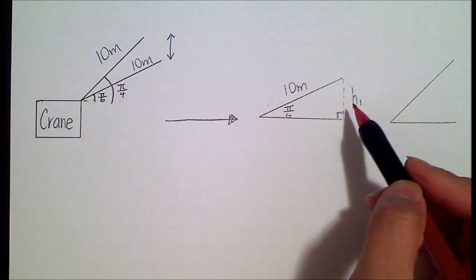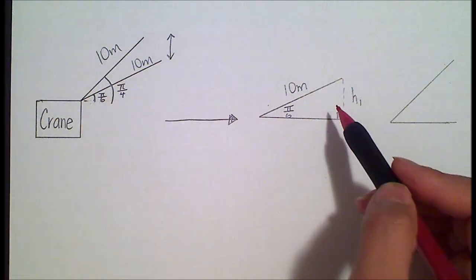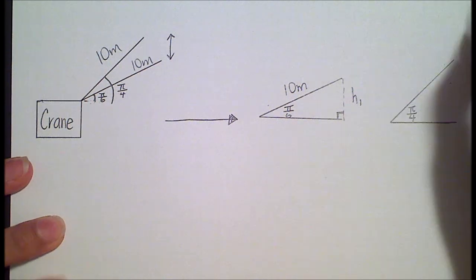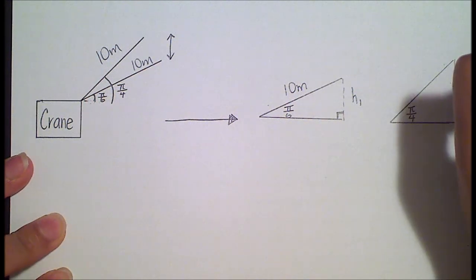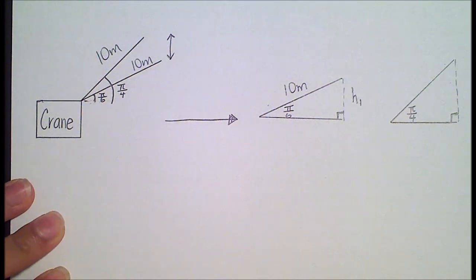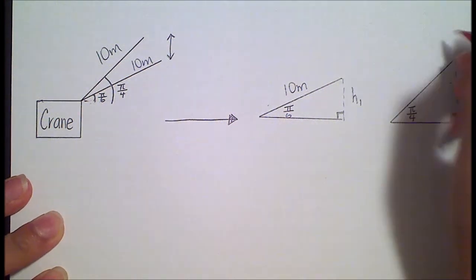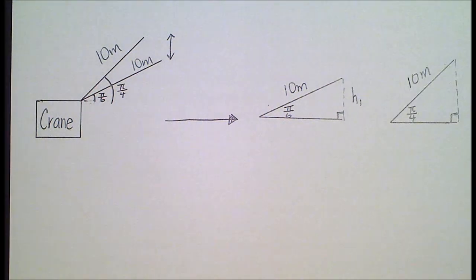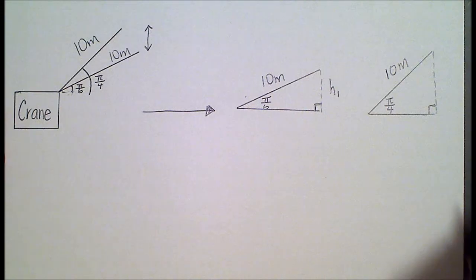Okay? In the larger triangle, I know that this angle here is pi over 4. And again, I'm going to create a little triangle here. This is my pi over 2 angle. And I also know that this is still 10 meters. Okay? And the distance I'm looking for is what I'm going to call H2.